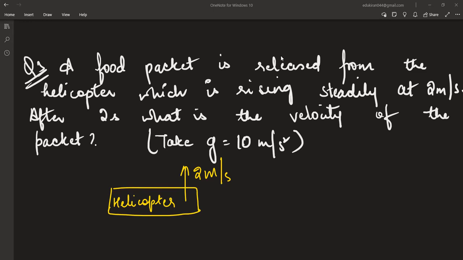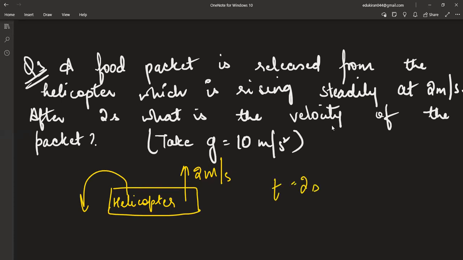Whenever you are sitting in a bus, and suppose the bus stops, or let's take this example. You want to come out of the bus and the bus is slightly moving. When you jump to the ground, you tend to move a little, you run a little. You don't just stand statically on the ground. Why? Because you have acquired the velocity with which the bus was moving. So your initial velocity at that moment is the velocity of the bus. Similarly, when the food packet is thrown from the helicopter, its initial velocity right now is 2 meters per second.